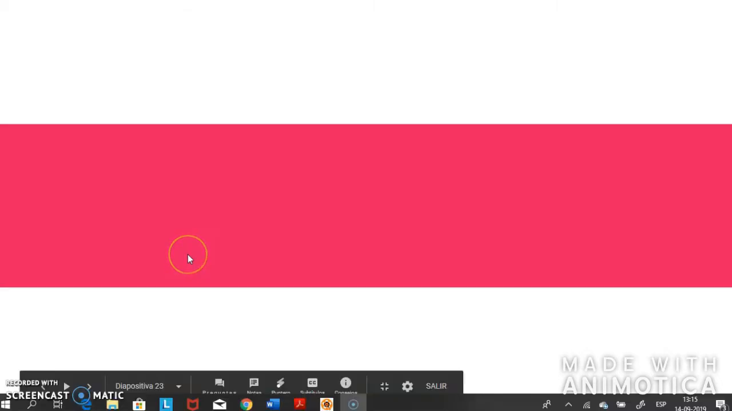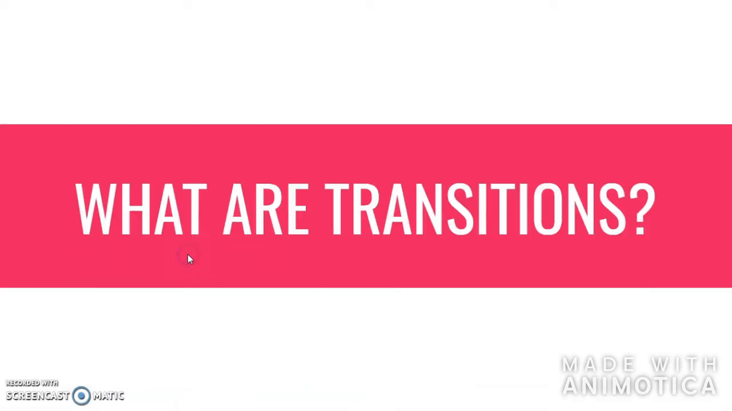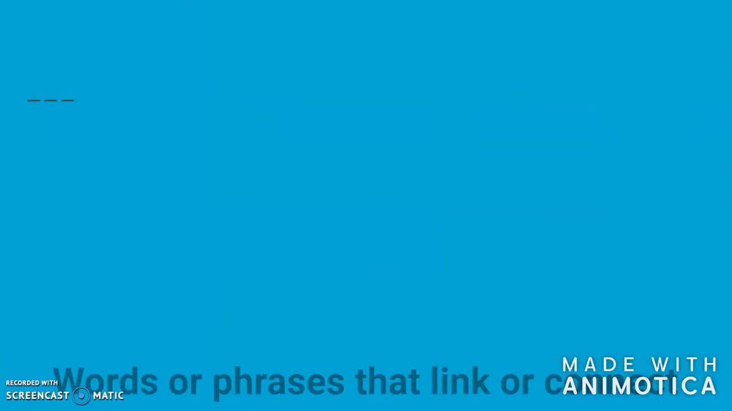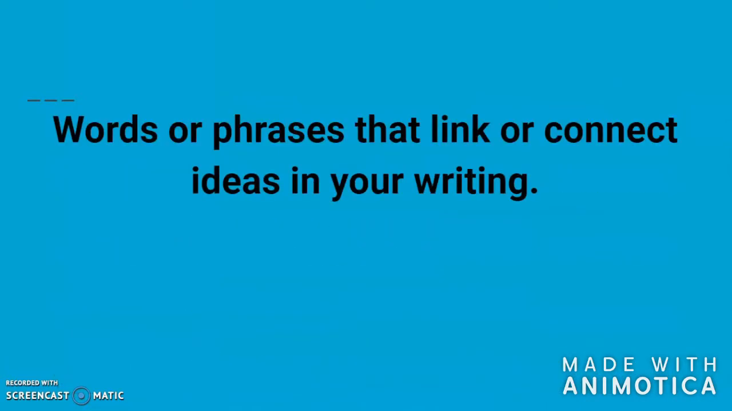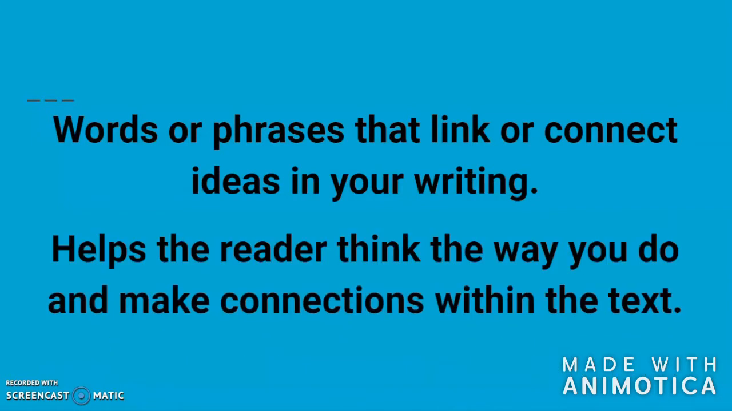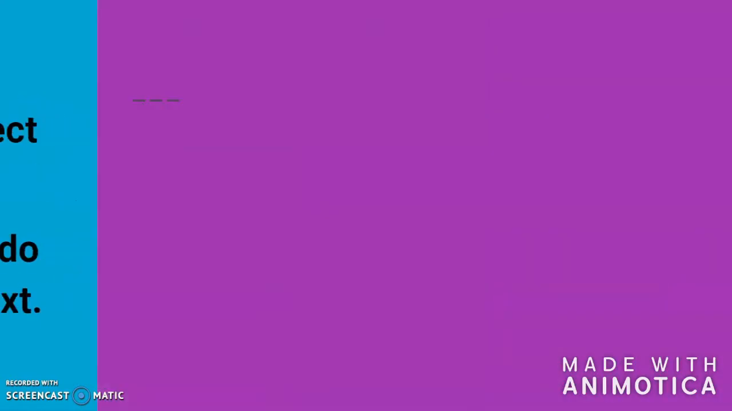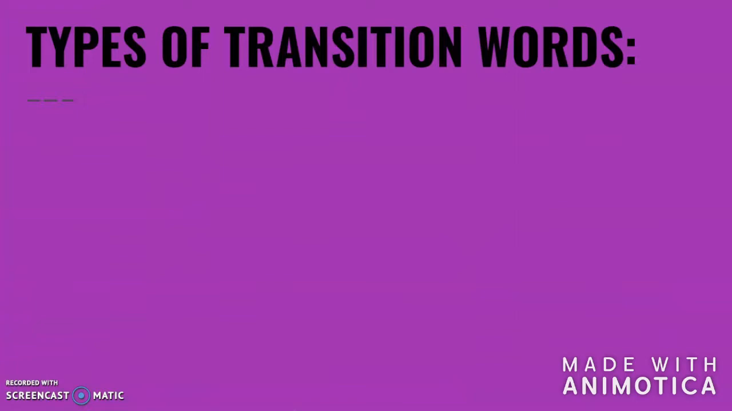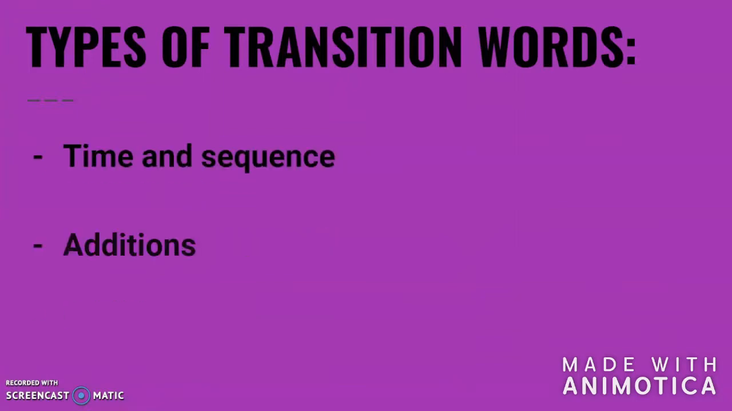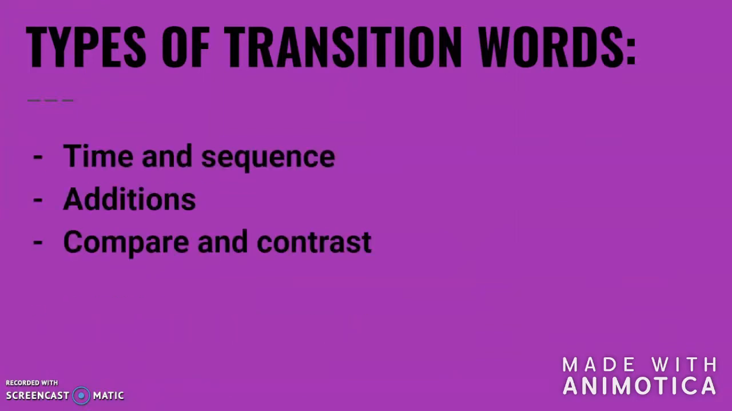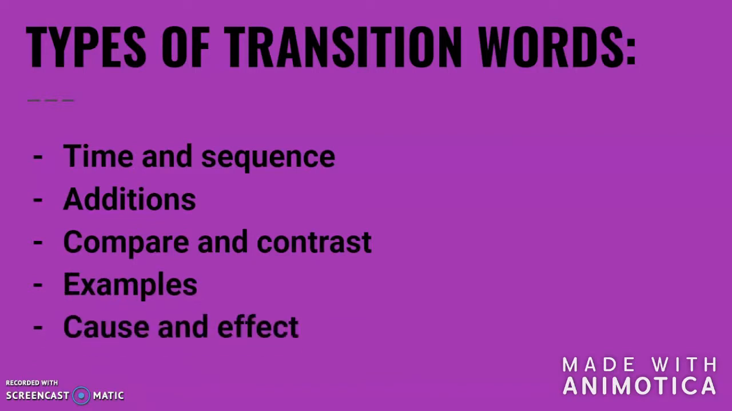Now let's talk about transitions. What are transitions? Transitions are words or phrases that link or connect ideas in your writing. They help the reader think the way you do and make connections within the text. In other words, transitions are like traffic signals that tell the reader to look out for a change of direction in the writing. We have types of transition words: time and sequence, additions, compare and contrast, examples, cause and effect, and summary and conclusion.